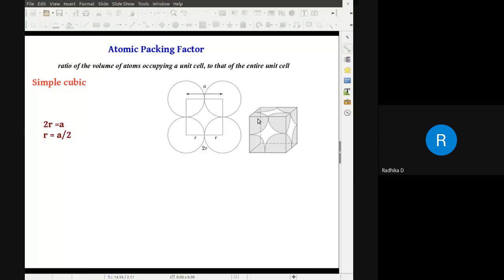So what I have done is, this is the simple cubic structure. Okay. Keep yourself muted, guys. Please. Any doubts, you post it in the chat box. At the end, we will take it up.